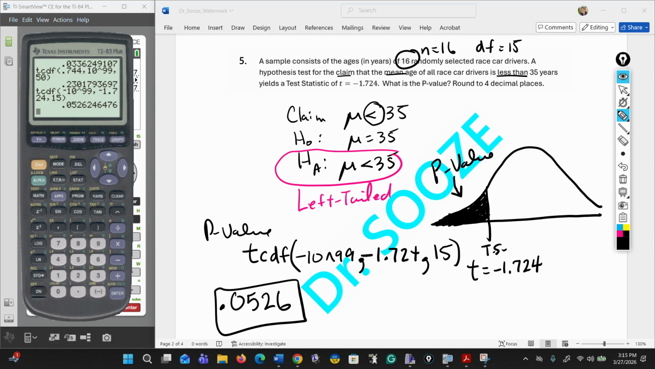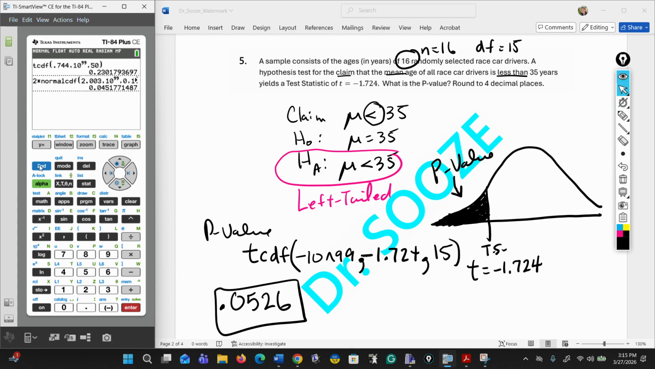So that's my answer. And now if I go to the newfangled one, second vars, come down here to TCDF, and should be getting the same answer. And I will go with the default. It's saying it's going off to negative infinity for the left or the lower limit, and the upper limit or the right limit here is minus 1.724, sorry. And the degrees of freedom are 15. And then I'm going to click enter. Okay, and I get the same answer.